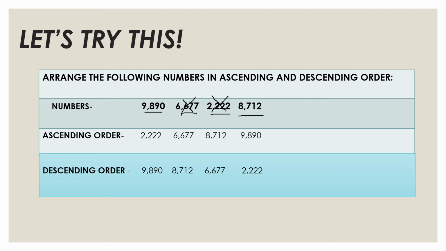Now we have two numbers remaining, 9,890 and 8,712. Now out of these, which is the smallest number? Well, it is 8,712, which we have put over here. And let's just cross it out over here. Now, as you can see, we are left with one number only. This one remaining number is indeed the greatest number in our series over here. So we have put it over here. So this is how we arranged the numbers in ascending order. Now, for ease of understanding, let me just erase this so that we can focus on descending order.